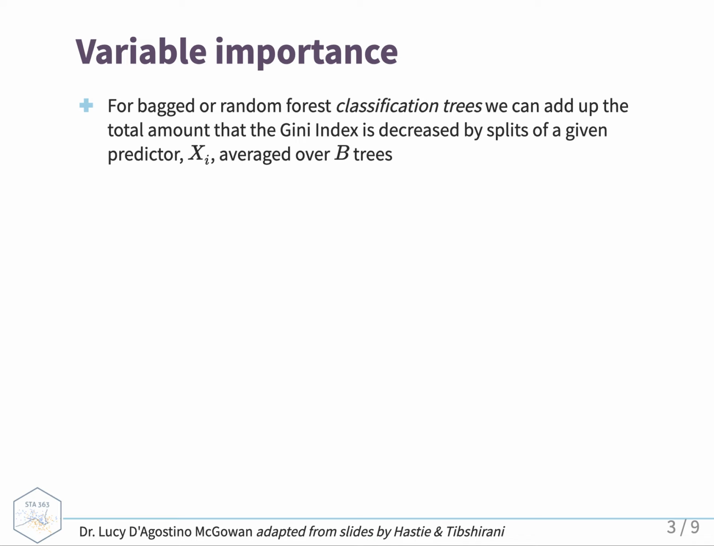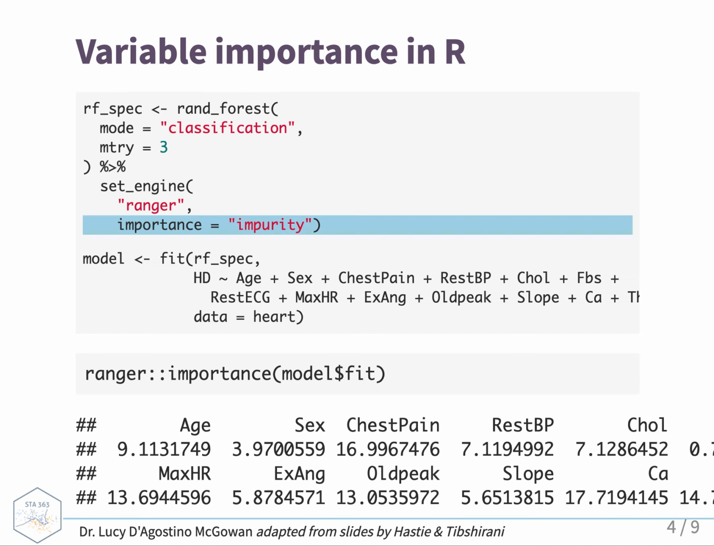Similarly, for classification trees with bagging or random forest, you can add up the total amount that the Gini index is decreased by splits of a given predictor xi, and you could average these over the B trees. So here's how you would do that in R.